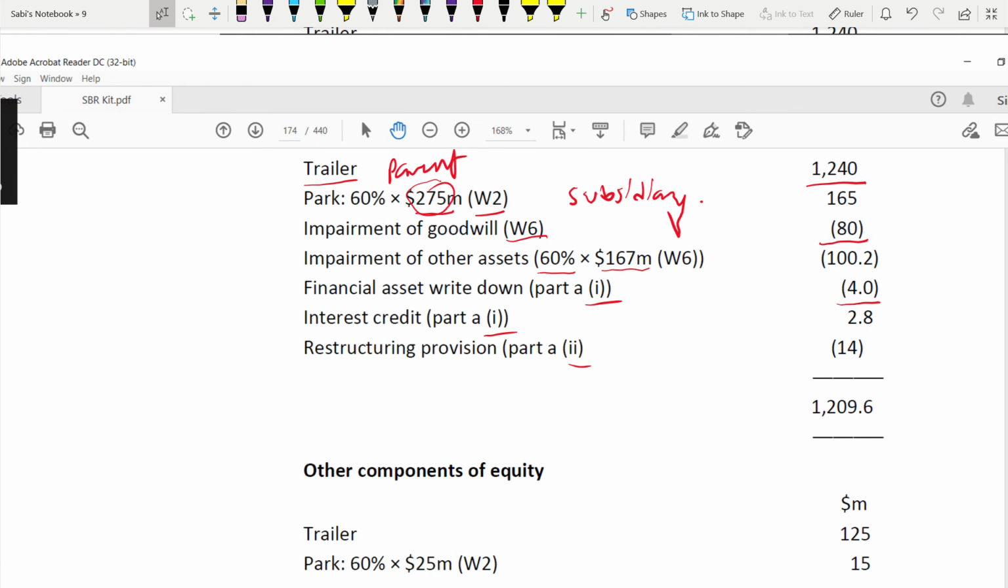So debit profit and loss account, deduct 4. It's an expense. Interest was credited, that means you add 2.8. Restructuring provision, we did a restructuring provision. Provisions are deducted as an expense, so 14. And finally, this is your retained earnings.